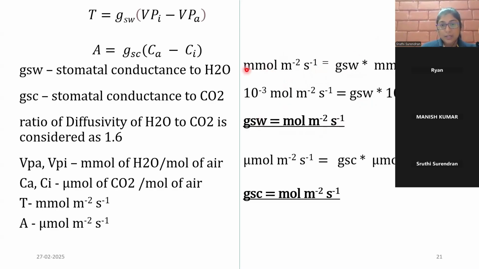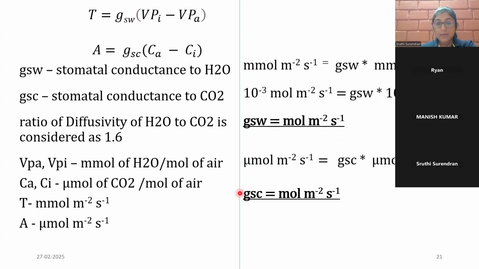From this calculation, here I have converted millimoles into moles, that is by multiplying it with 10 to the power minus 3. So 10 to the power minus 3 moles per meter square per second is equal to the stomatal conductance into vapor pressure deficit, which is again in moles per mole. So this moles per mole will get cancelled. 10 power 3 and 10 power 3 will get cancelled. And finally, we will get the unit of stomatal conductance to water in terms of mole per meter square per second. So from here, we understand that the unit of stomatal conductance to water will be moles per meter square per second.